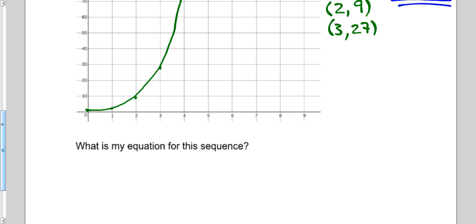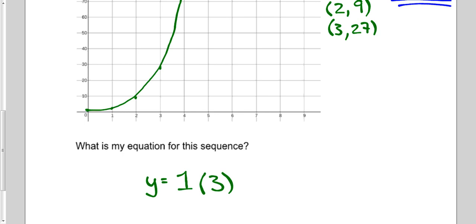Now I'm going to give you the equation for this sequence. So, we're going to say y equals, and my first number was the number 1. And what was I multiplying by every time? Well, I was multiplying by the number 3. Now the question is, how many times was I multiplying by 3? I'm going to move these down a little bit because I got some new things to show you. How many times was I multiplying by 3?